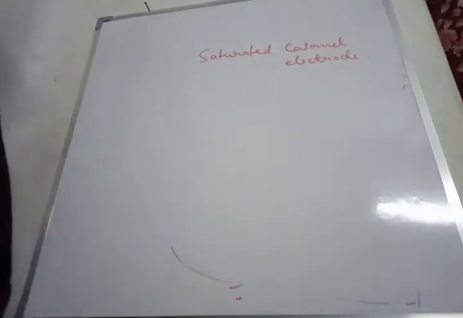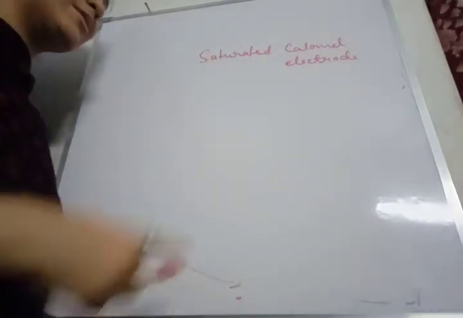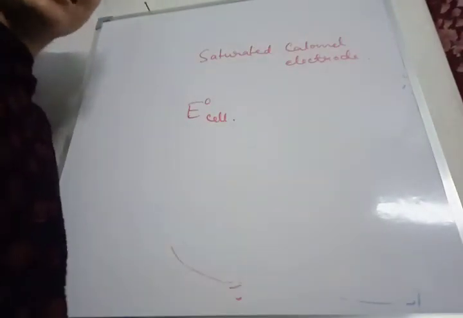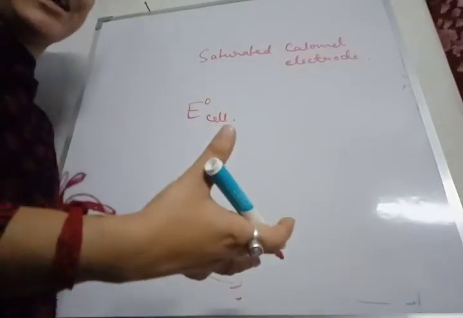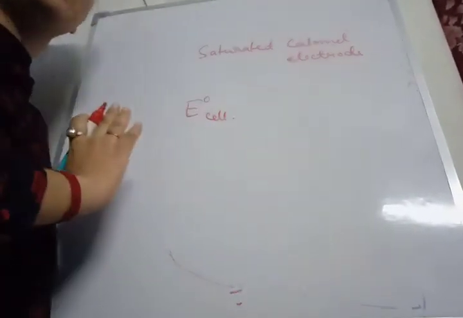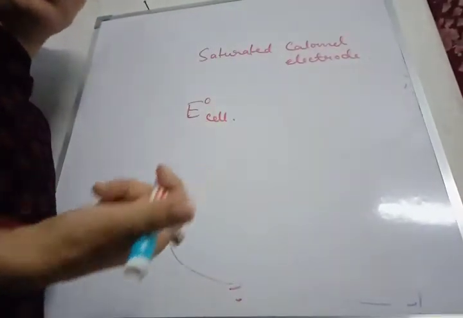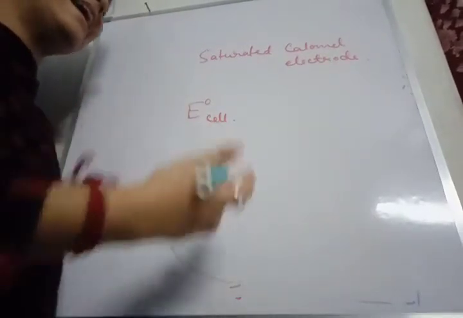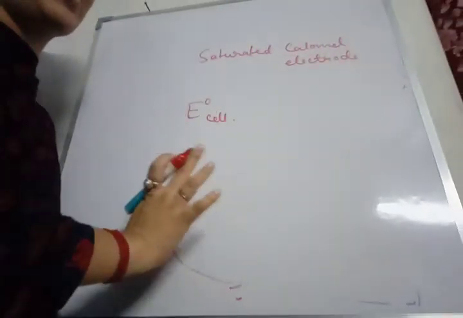Now we have standard EMF of a cell. Standard EMF of a cell means E0 cell. How can we define it? Standard EMF of a cell represents that all the components for a given cell reaction, or all the components in the half cells, have to be in their standard states. That means if it involves ions, 1 molar concentration, if it has gas, 1 bar pressure, and temperature has to be 298 Kelvin. So that represents your standard EMF of a given cell.